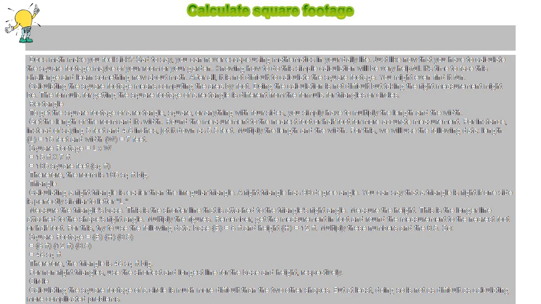Multiply the length and the width. For this, we will use the following data: length, L, equals 15 feet and width, W, equals 7 feet. Square footage equals L x W equals 15 feet x 7 feet equals 105 square feet. Therefore, the room is 105 square feet big.